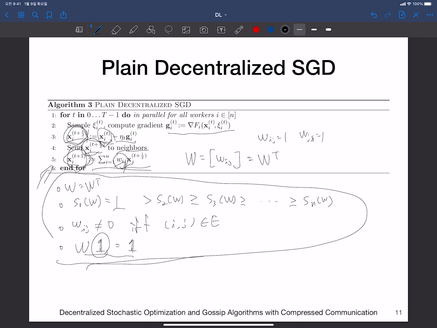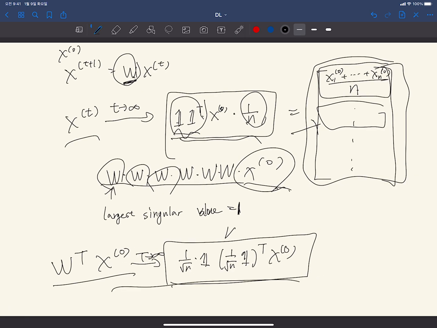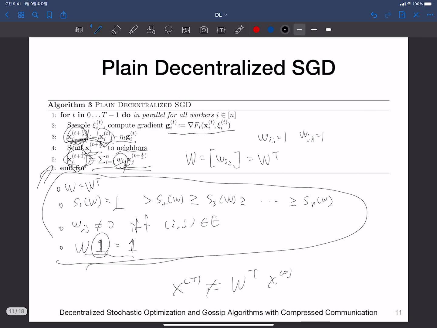So xt is not simply W to the power t times x0, because every time you move a little bit, every time you have xt plus 1/2, you have a half iteration update here. So actually this does not hold for this pseudocode.